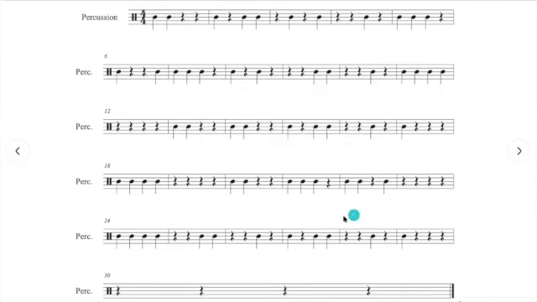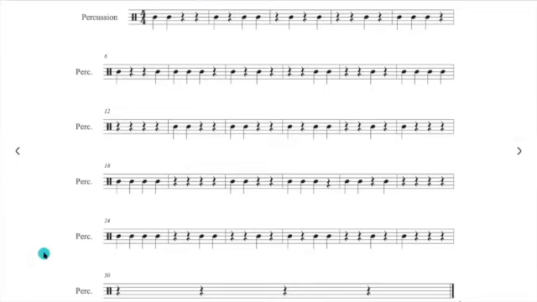And then our last one. This line all the way to the end. But we're going to do it, the tempo's going to change. Because remember, we said tempo can be fast or slow.